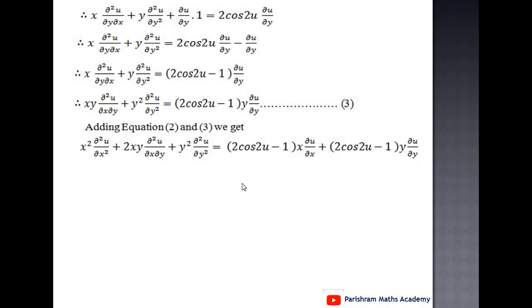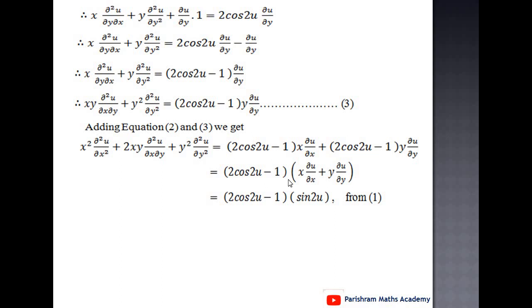Then from the right hand side we can take the bracket term as common. We get 2 cos 2u minus 1 into, in bracket, x into ∂u/∂x plus y into ∂u/∂y. But the value of this bracket term from equation number 1 is nothing but sin 2u, and therefore, by using the trigonometric formula, the value of cos 2u is 1 minus 2 sin² u, then minus 1 into sin 2u, and therefore equal to sin 2u into 2 minus 4 sin² u minus 1.